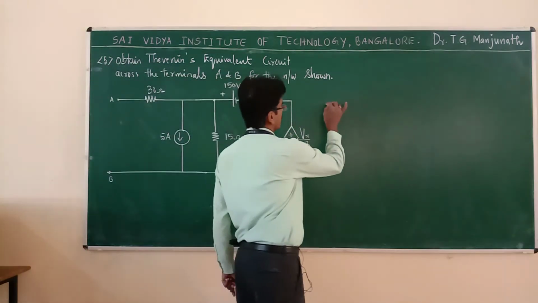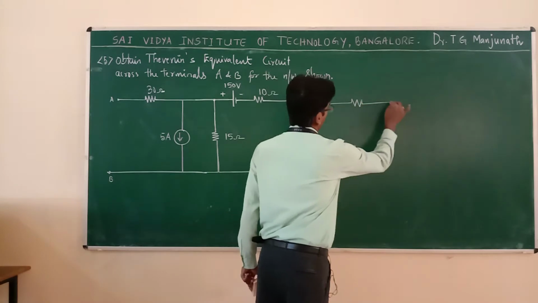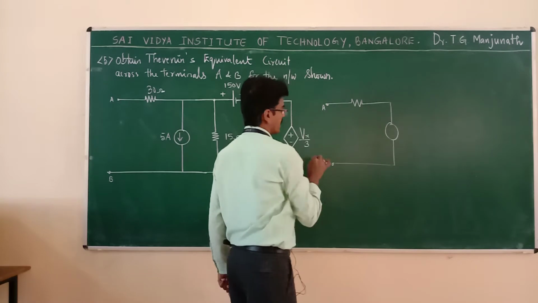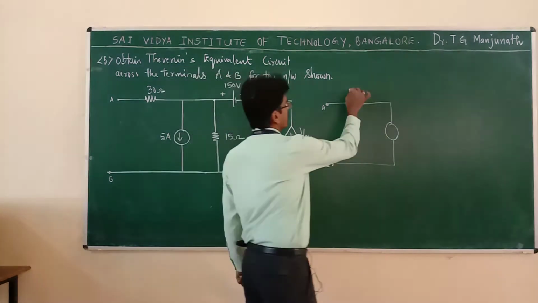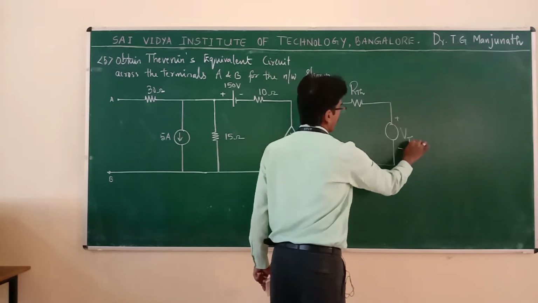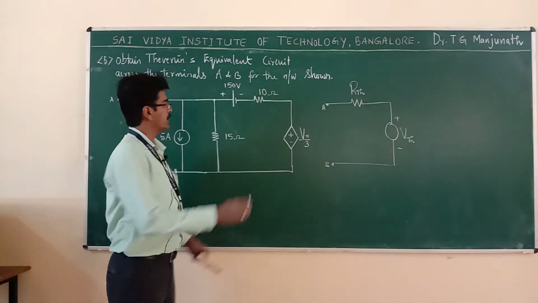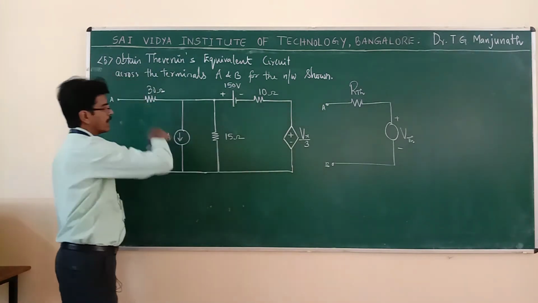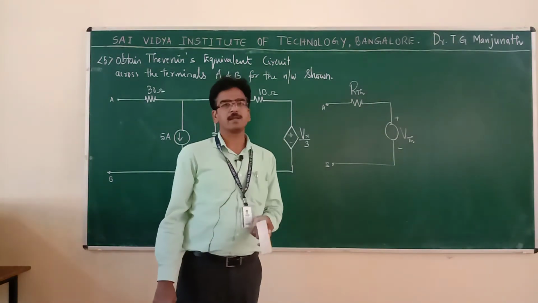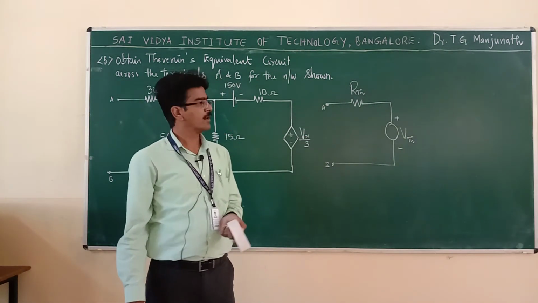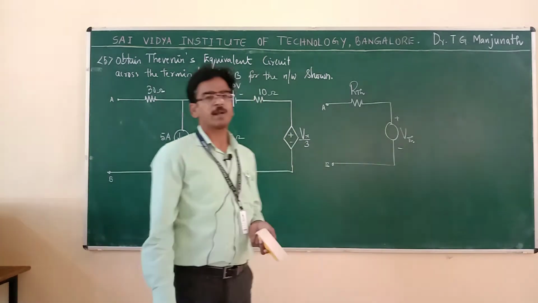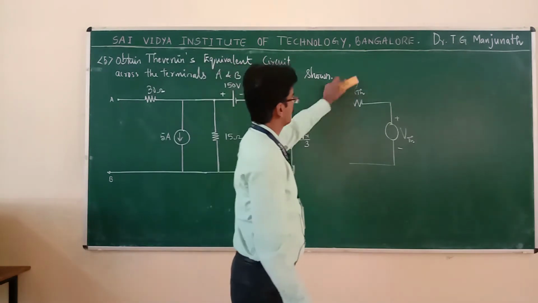What is Thevenin's equivalent circuit? A voltage source in series with a resistance. If these are the terminals A and B, you have to find R Thevenin and you have to find V Thevenin. That means you have to convert this network into a single voltage source V Thevenin in series with a resistance R Thevenin. Now, let us find these two parameters so that we can obtain Thevenin's equivalent circuit.